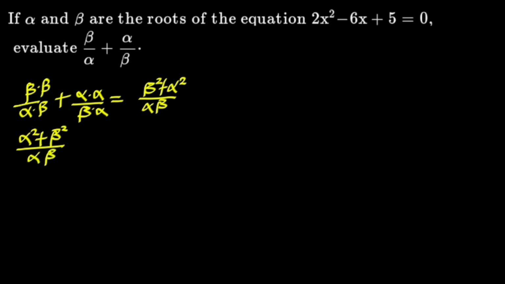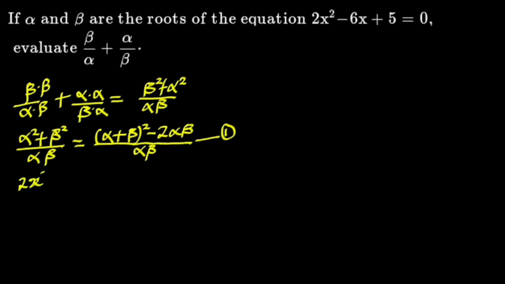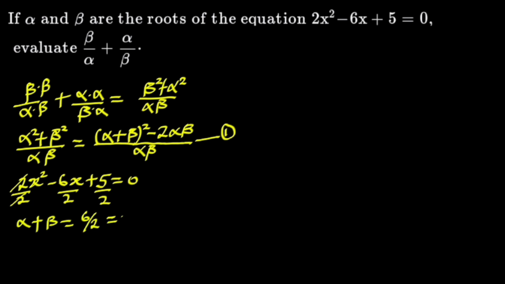Recall that α² + β² = (α + β)² − 2αβ, hence the expression equals ((α + β)² − 2αβ)/αβ. Let's call this equation 1. From the given equation 2x² − 6x + 5 = 0, let's make the coefficient of x² to be 1 by dividing through by 2. Hence, from symmetric functions of roots, α + β = 6/2, which is 3, and αβ = 5/2. Click on the link in the description to watch symmetric functions of roots.